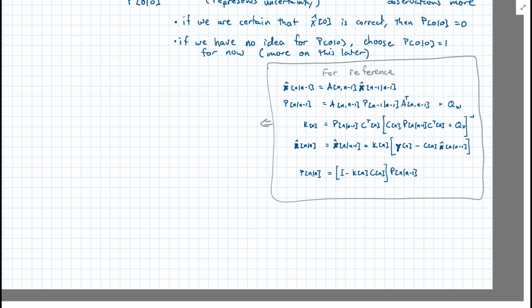Let's see. A is equal to 1, so we would have x hat n given n minus 1 is equal to x hat n minus 1 given n minus 1. That's our prediction step. We predict that it doesn't change. For P, since A is equal to 1 and Qw is equal to 0, it's just going to be the same as well.